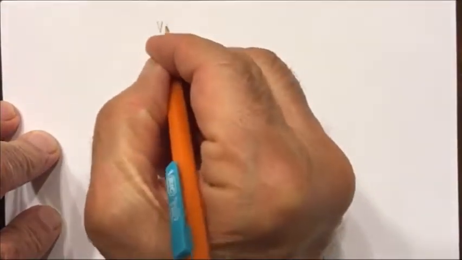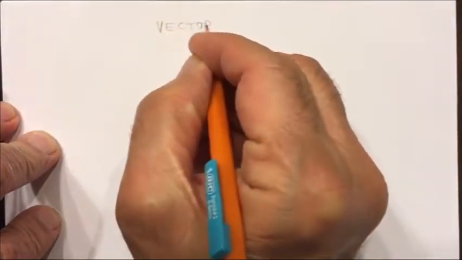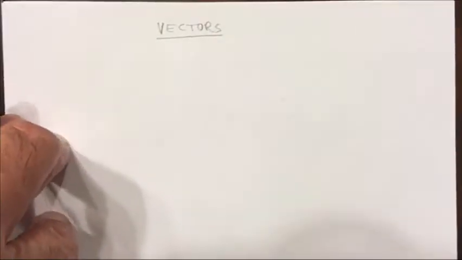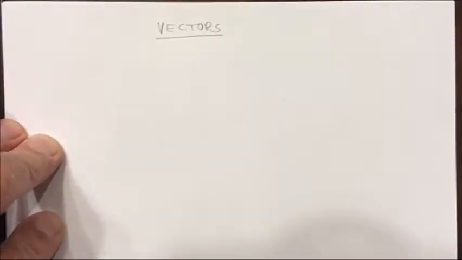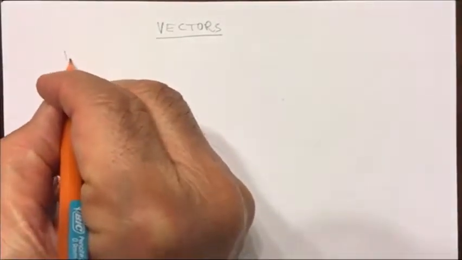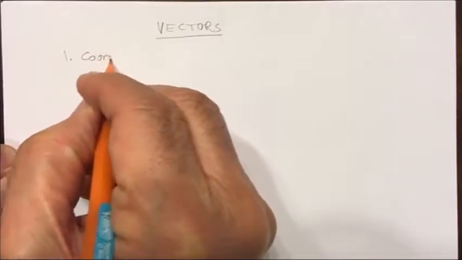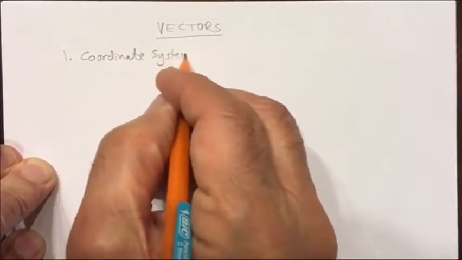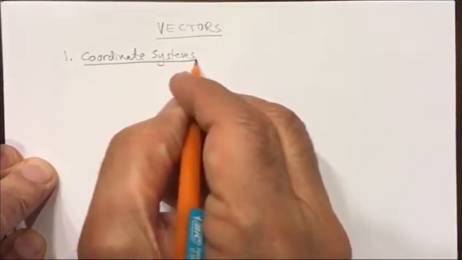Okay, this is the chapter on vectors. I'm sure you've already done vectors, so this would be sort of a review. The first thing we look at is coordinate systems. And there are several coordinate systems.